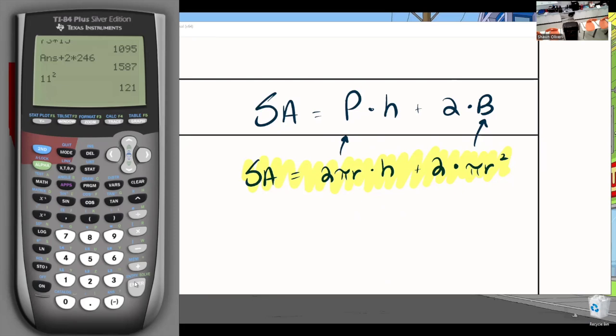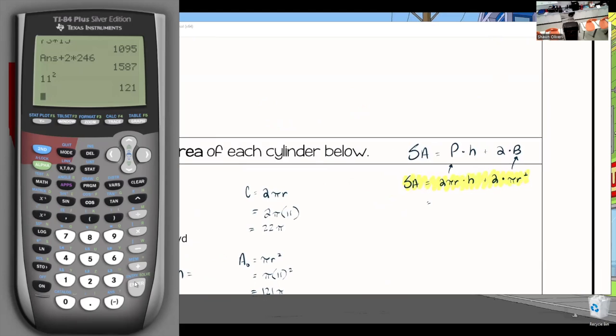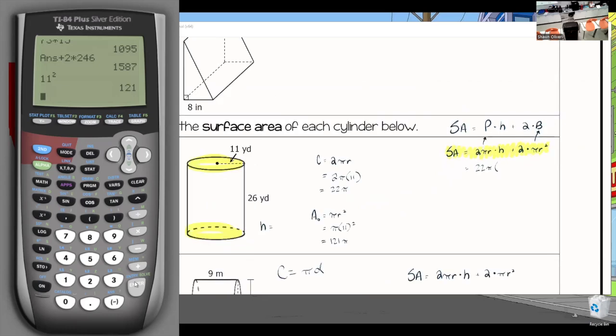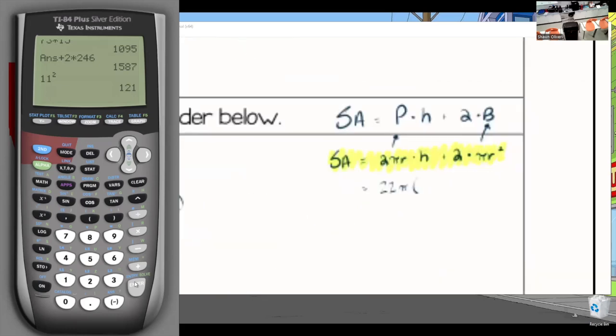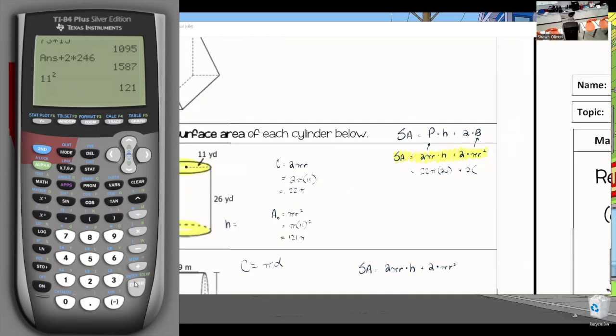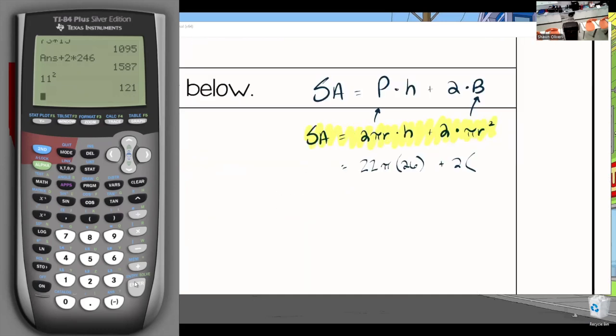All right, so 2 pi r, we found our perimeter, our circumference, excuse me, of 22 pi. And then the height is the top of the cylinder to the bottom, which we found to be 26. Sorry, I did not label that earlier. Plus 2 times our base area, which was 121 pi. So just like before, we're going to treat pi kind of like a variable. So 22 times 26. We are not going to apply pi. We're just going to carry it along for the ride. And then if they want us to apply pi, we'll do it at the very end.